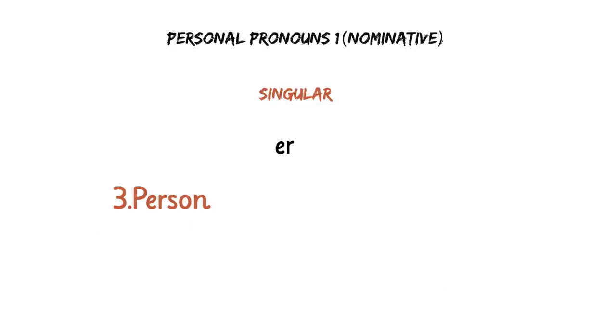In the third person, we have er, which means he, sie, which means she, and es, which means it. Now let's continue with the plural form in first, second, and third person.